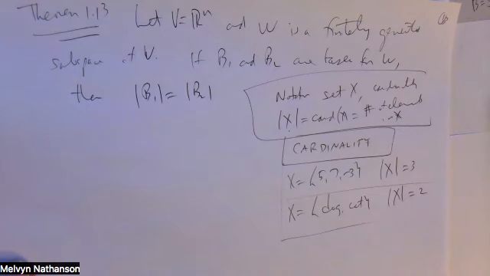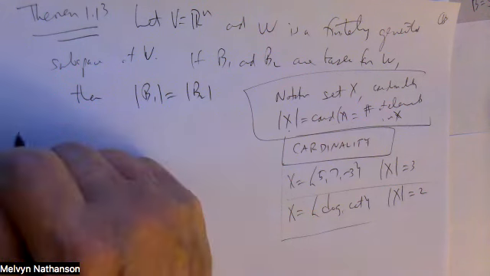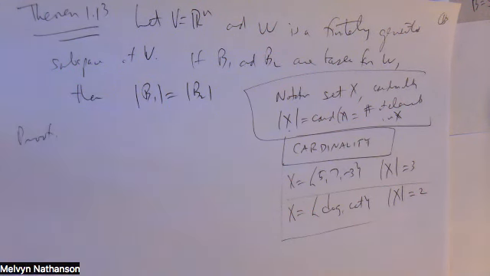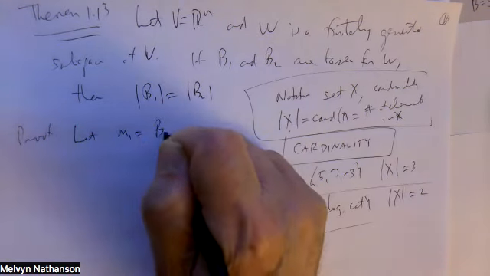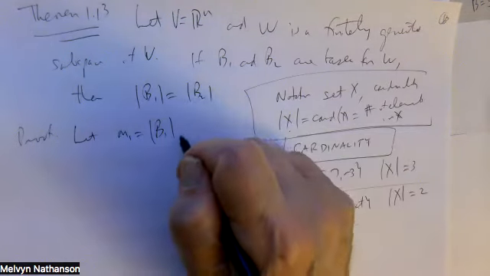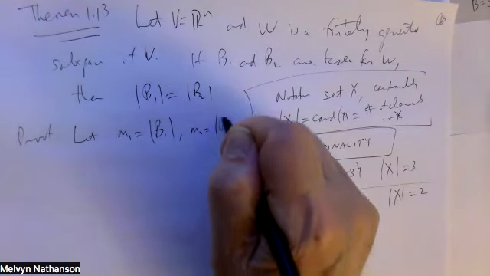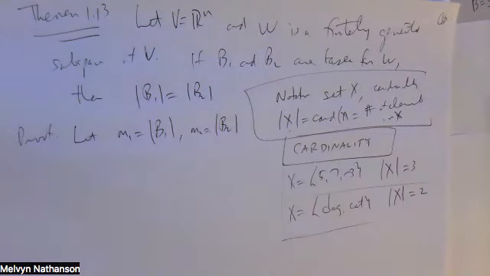So this is a very important theorem. It says that every subspace not only has a basis, but all bases have the same number of elements. And what is the proof of this? Let's see. Suppose we let M1 be the cardinality of the basis B1, and M2 be the cardinality of the basis B2.